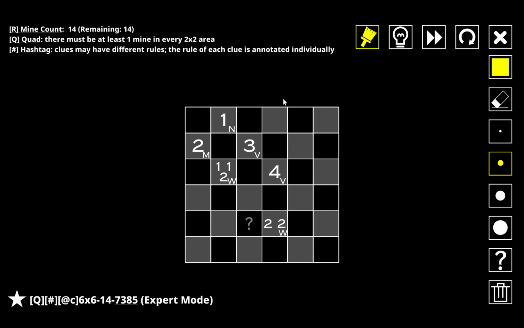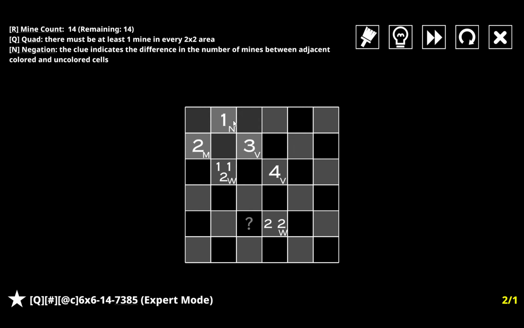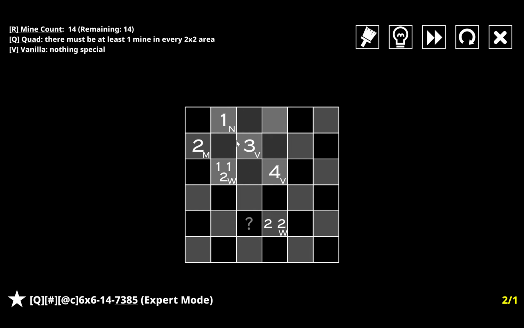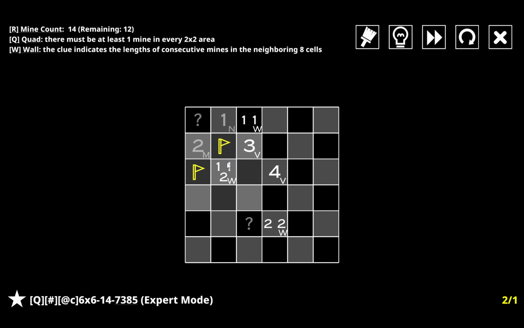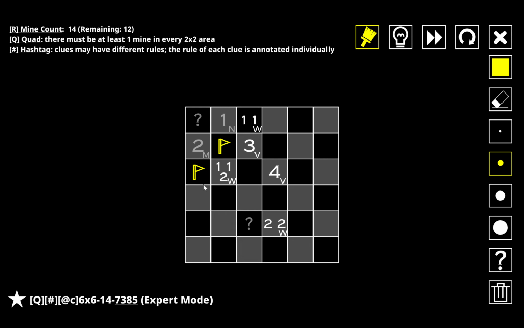Okay. Next thing we can notice is a 1 negation clue here actually operates exactly like a 1 vanilla clue in quad, just because there's only 1, it only has black cells, so it must just operate like a normal 1. Basically, that's just a way of saying that that one is the only mine around it. This 2 multiple clue is then finished.